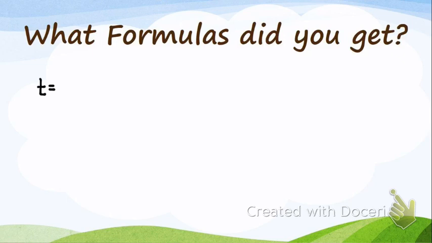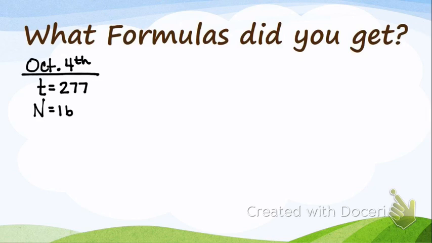277. And that goes with which day? October 4th. So October 4th, the time is 277, and the number of Facebook users on that day was what? 1 billion. Oh, that's so much more organized than what I was doing.